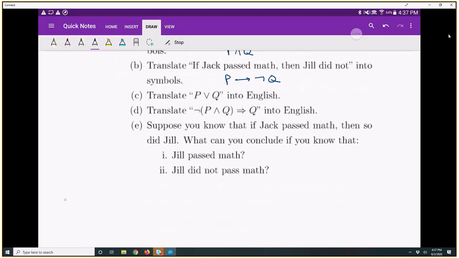C, translate P or Q into English. That should be Jack passed math or Jill passed math. Maybe we could say Jack or Jill passed math.